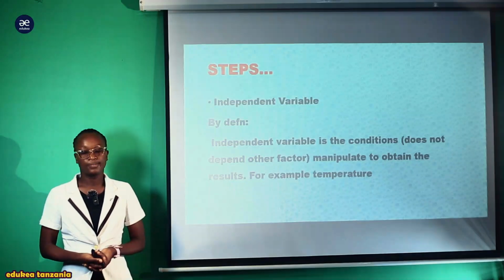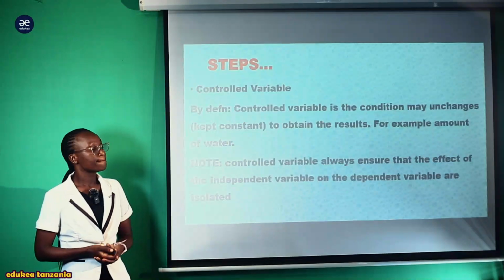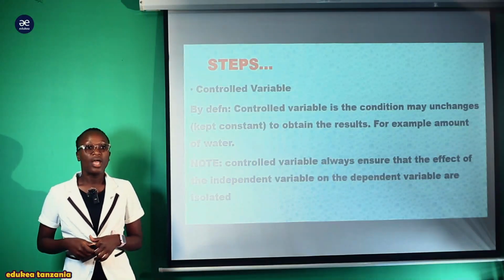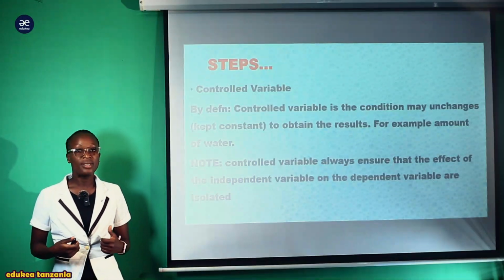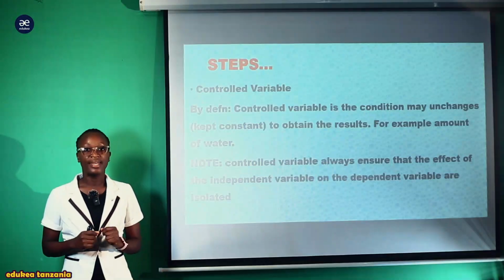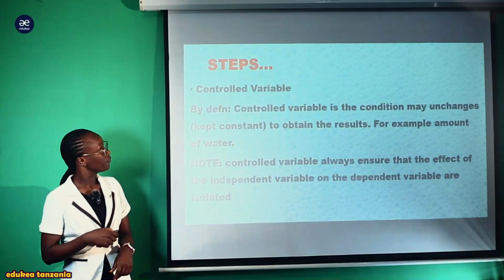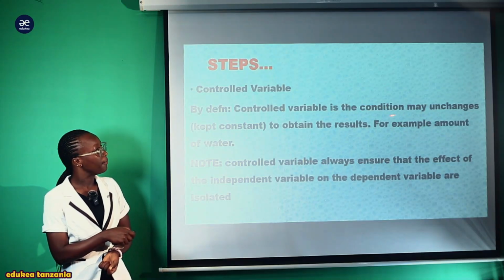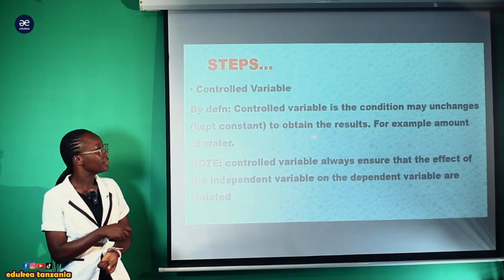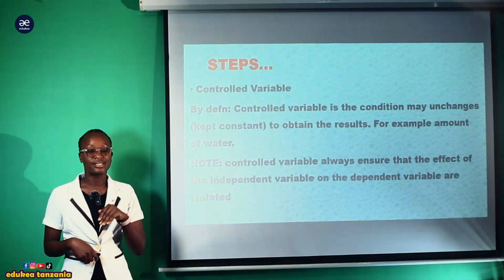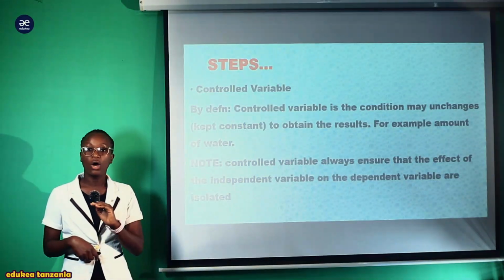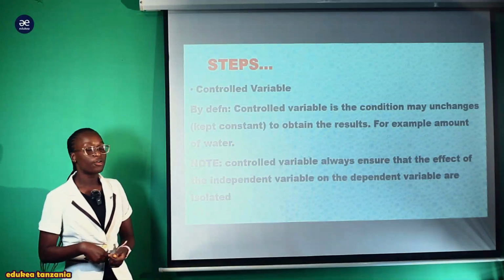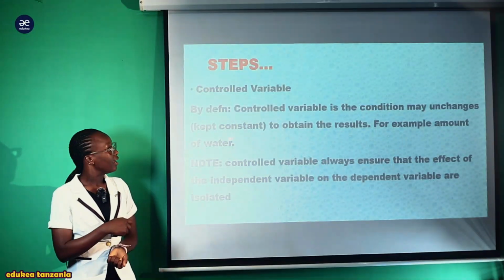Another type of variable is controlled variable. Here, when we talk about controlled variable, it means that no any changes. It's kept constant. By definition, controlled variable is a condition that may remain unchanged to obtain the result. Unchanged means it is constant. They are all conditions or variables which are kept constant. For example, from our example, the controlled variable will be water.